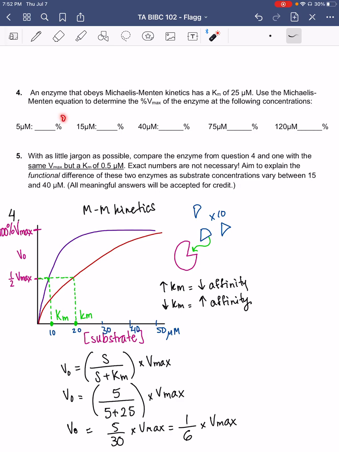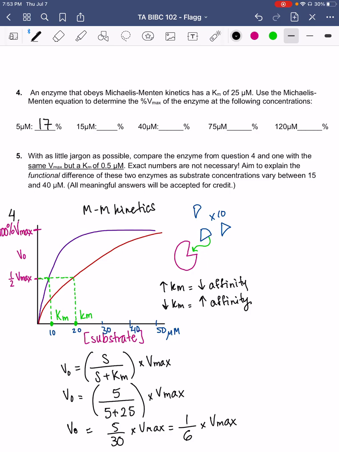Now here it's asking you for percentage, not fraction, so all you want to do is take a calculator and do 1 divided by 6. I think it turns out to be 0.166 or something, and you round that to 0.17, which is 0.17 times 100 to make it into percentage, 17%. So the answer to this one would be 17%.